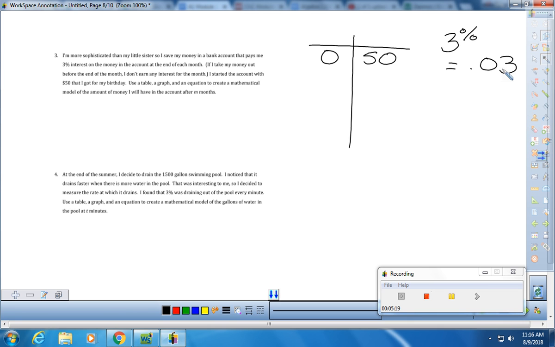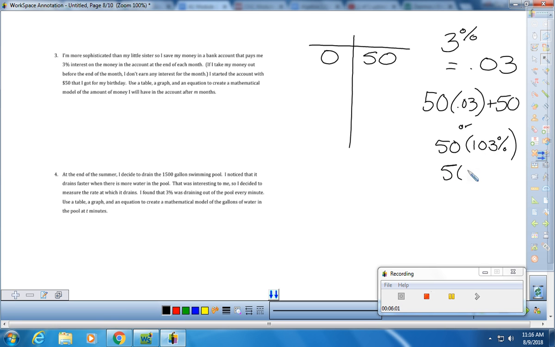Well, you know what you do? You can either do 50 times 0.03 plus 50. So I could take 3% of 50 and add it to the 50 that we already had, or you could just do 50 times 103%, which is this. So we're gaining 3% a month. That's what the 103 means, adding 3% to what we already had.